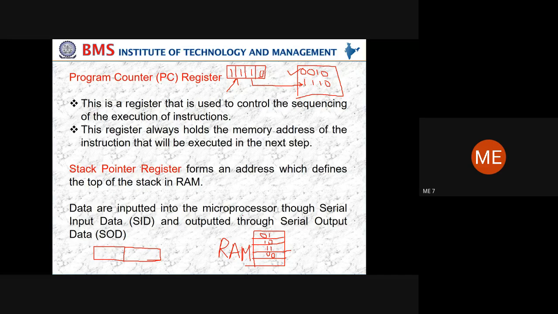Okay, right. Now this is the RAM, which has the top of the stack. The top of the stack has the address 0 and 1. That is going to be present in what is called the stack pointer register. The stack pointer register forms an address which defines the top of the stack in RAM. The RAM has many memory locations, and out of so many memory locations, the address of the top location is stored in the stack pointer register. This is also called the SP register.